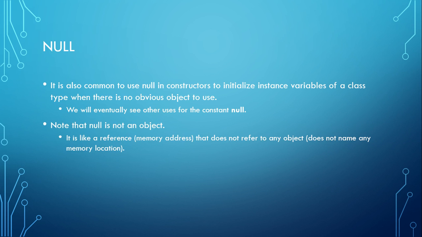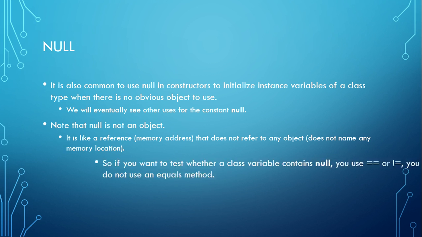Now, please note that null is not an object. All right. It's not a member of anything like string. It's not a class object. It's simply just a reference, which, if you recall, is for memory addressing. And it does not refer to really any object. So it doesn't name a memory location. So when you create, let's say, a string name and set it equal to null, it doesn't map to a memory location because it doesn't have one.